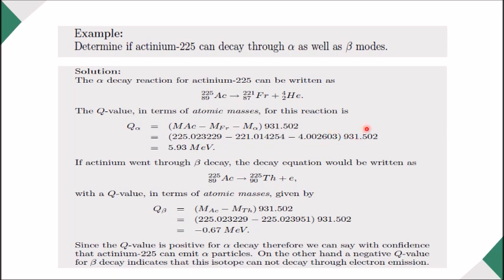Then multiply with 931.502. So here we will get the Q alpha in terms of electron volts. So it will be 5.93 mega electron volts.